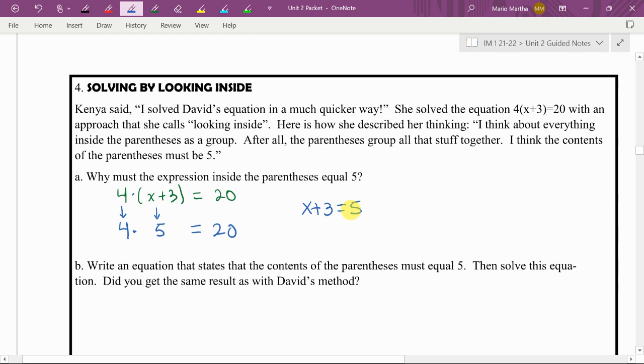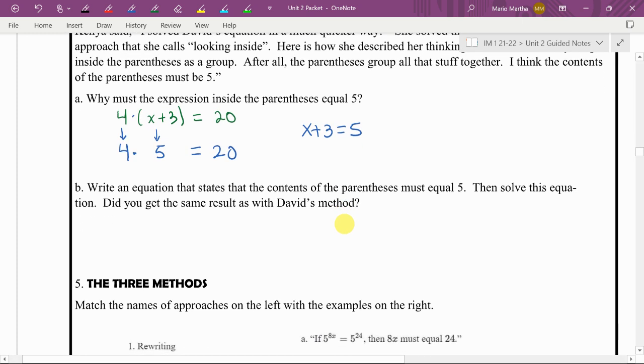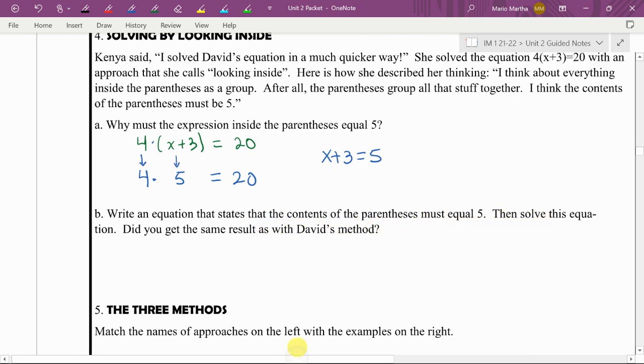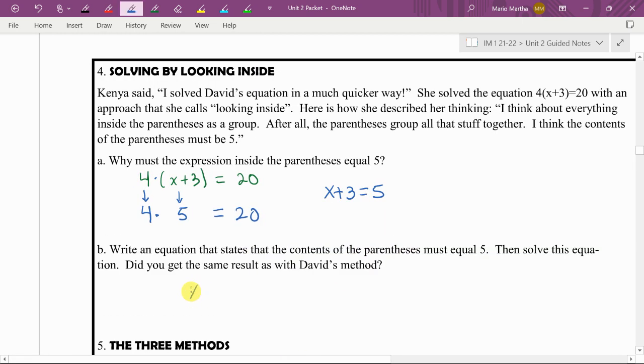So that's the reason. Because we know that 4 times 5 is equal to 20, therefore x plus 3 must be equal to 5 just by matching things up. So now part B, write the equation that states the contents of the parentheses must be equal to 5, then solve this equation. We already have it on top right there. It's just x plus 3 equals 5.